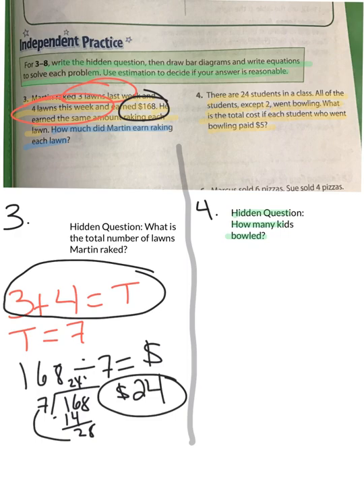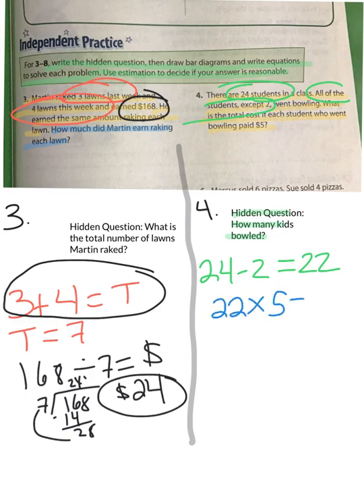Well, if we look at the problem, we have 24 students in the class, and it says all except 2 went bowling. That tells me I need to take 24 kids and subtract 2 to find out that 22 kids actually went bowling. Now, if each person who bowled paid $5, that tells me I need to multiply. So I need to multiply 22 times 5 to find out the total cost. I'm going to call it C. Multiply that down here, 22 times 5.